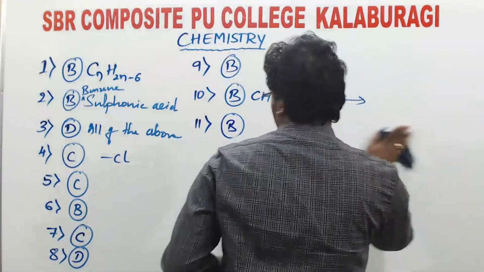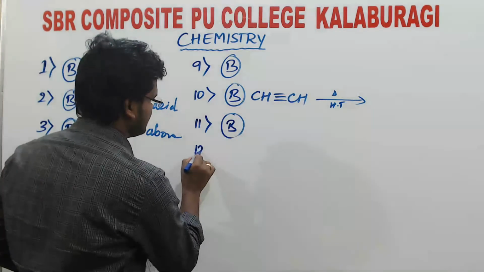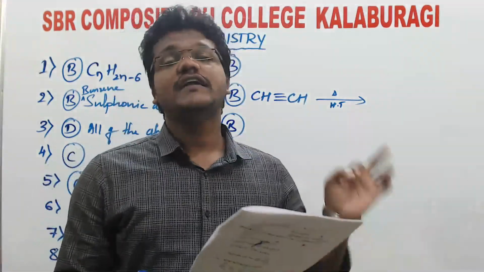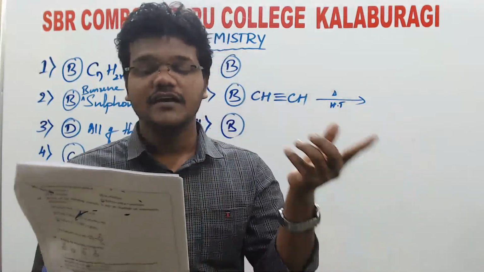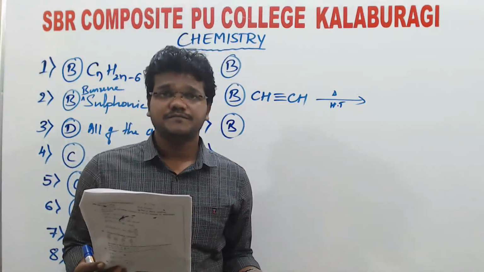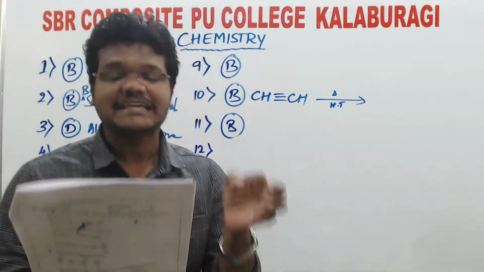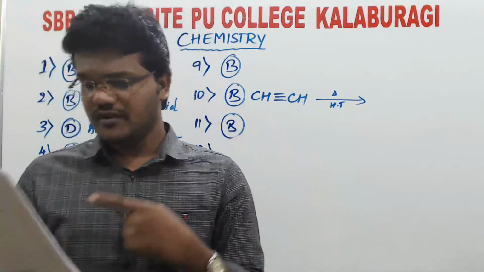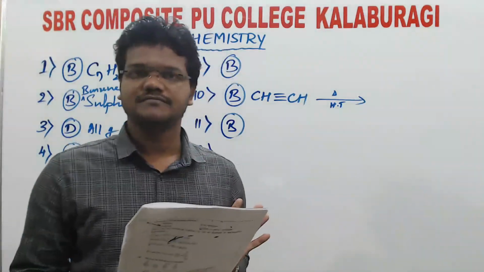The 12th one. What have they asked you? The reaction of benzene with SO3 dissolved in H2SO4. SO3 dissolved in H2SO4 is nothing but H2S2O7, which is oleum. Correct? So that is nothing but sulfonation. The reaction of benzene with SO3 dissolved in H2SO4 gives, as an intermediate, among these.